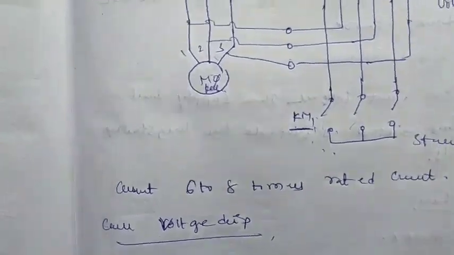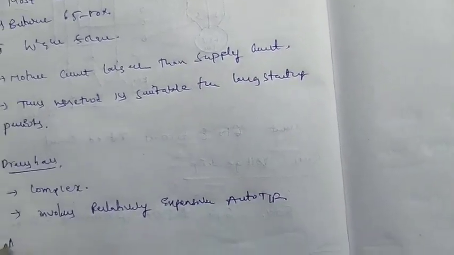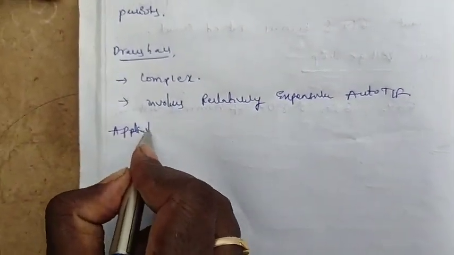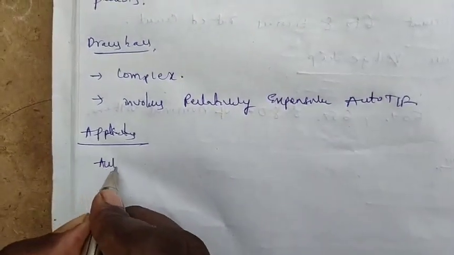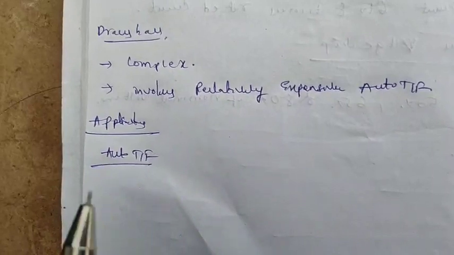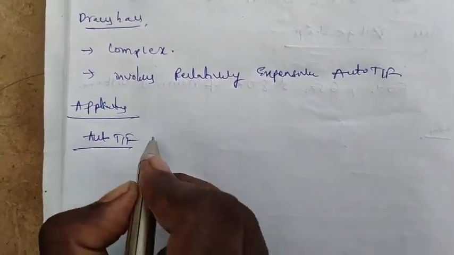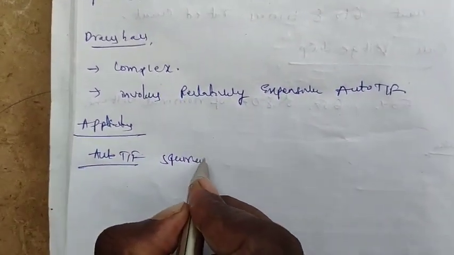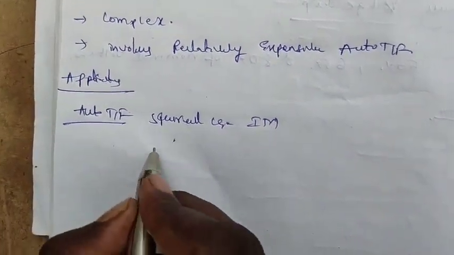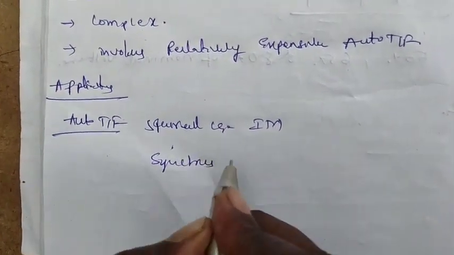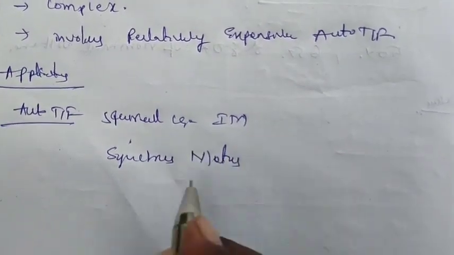Applications: the auto transformer is used mostly for testing machines. It can be suitable for squirrel cage induction motors and synchronous motors, like that. So thank you.